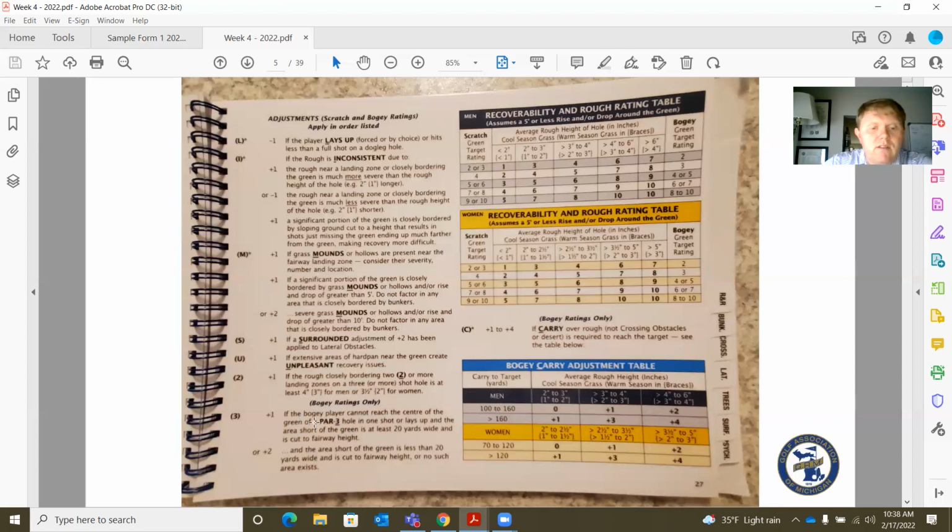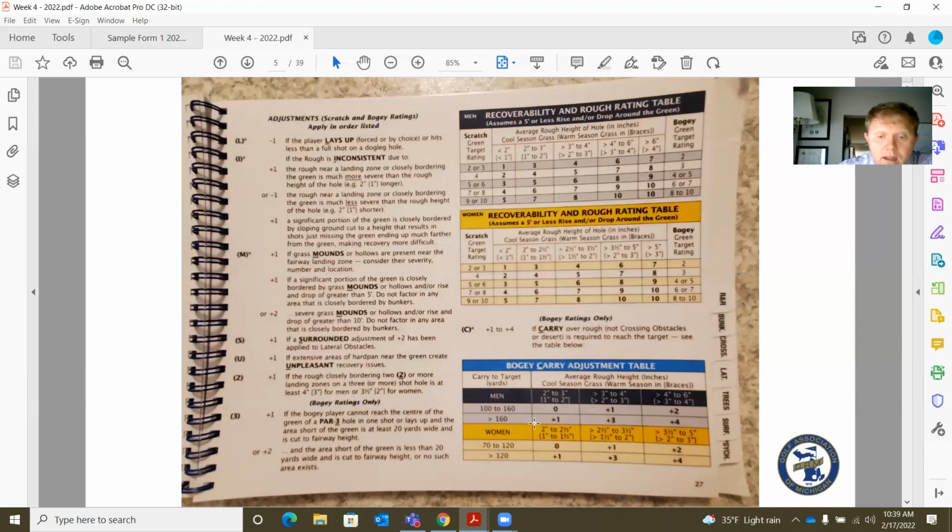So the 3 adjustment is if the bogey player cannot reach the center of the green on a par 3, or lays up and the area short of the green is at least 20 yards wide and is cut to fairway height. If it's not 20 yards wide and not cut to fairway height, then you'd have a +2 in that scenario. And then this bogey carry, or the C adjustment over here, is if you have to carry rough that's not included as part of a crossing obstacle, then you would have an adjustment below based on the distance to carry. And so it's different for men and women here.